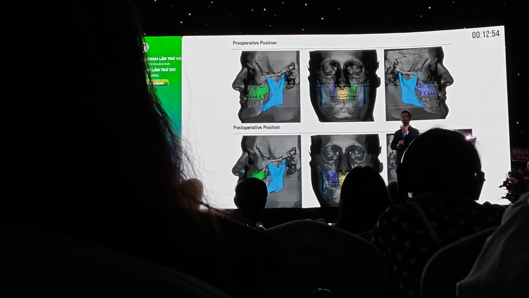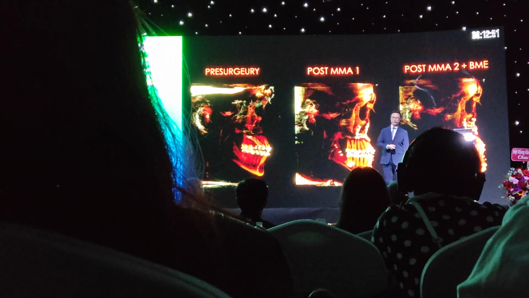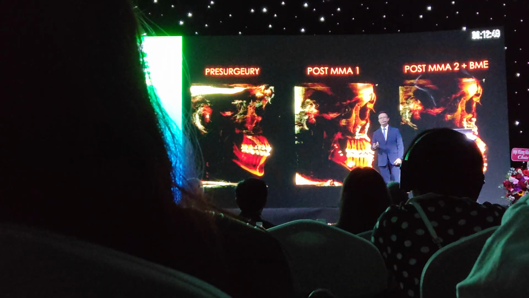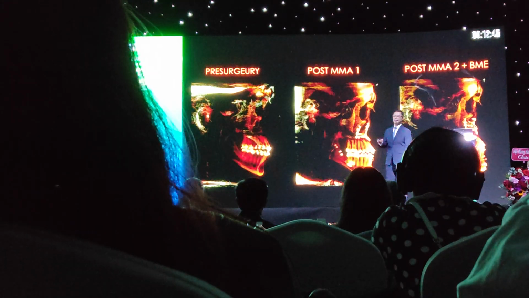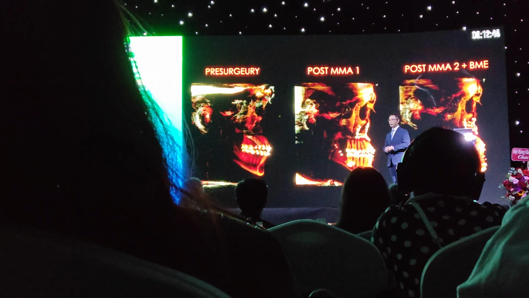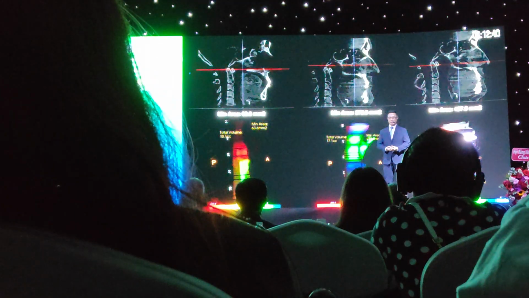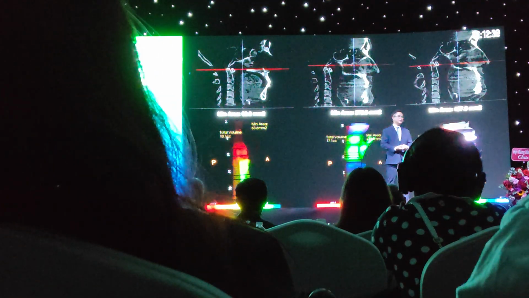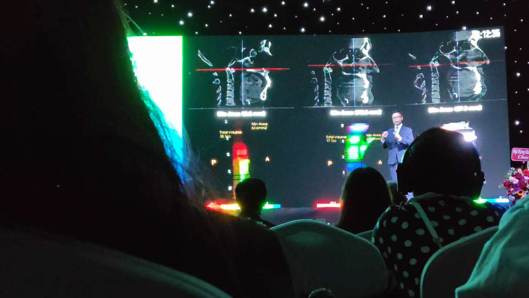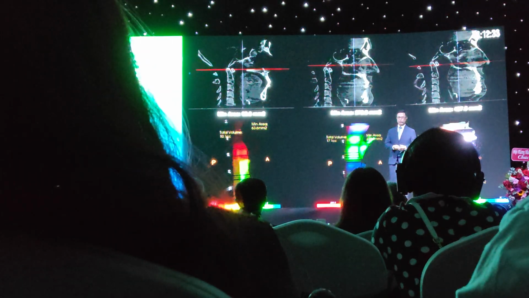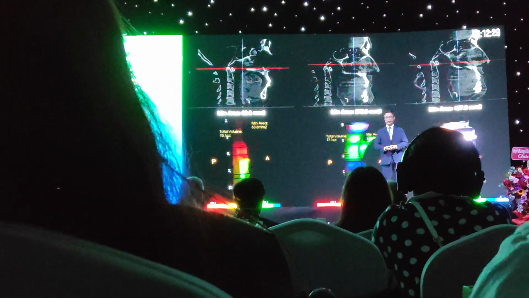So we totally make it prognathic lower jaw. That's before surgery, in the middle, first MMA, and then third, after the second MMA with the bimaxillomandibular expansion. The interesting thing was the minimum cross-section area: from 63, then first MMA 272, second MMA 427.